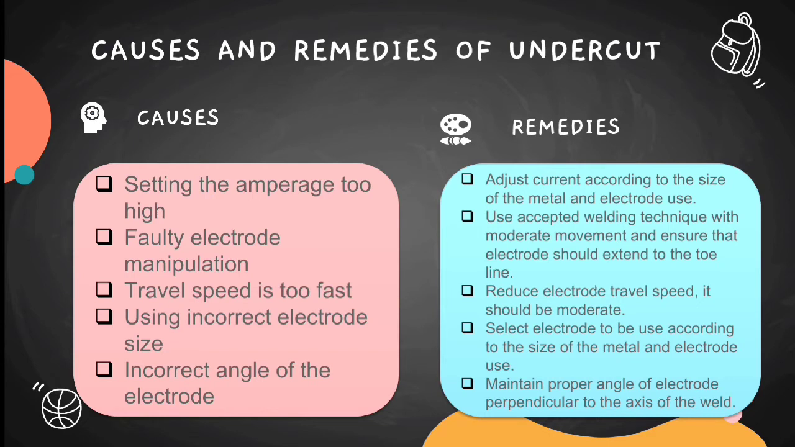Select the electrode to be used according to the size of the metal and the type of it. And lastly, we have to maintain proper angle of electrode perpendicular to the axis of the weld.